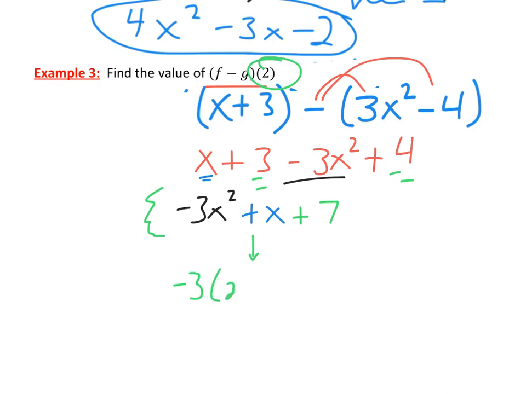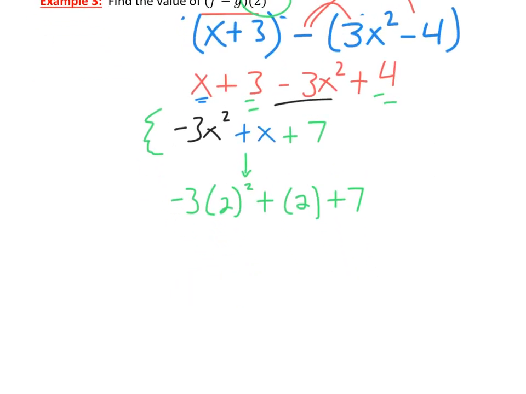So 3 times 2 squared plus 2 plus 7. Once you get it set up, you can either type it into the calculator or go through order of operations. I'm just going to go through order of operations real quick here. Negative 12 plus 2 plus 7. Negative 3. Answer, negative 3.